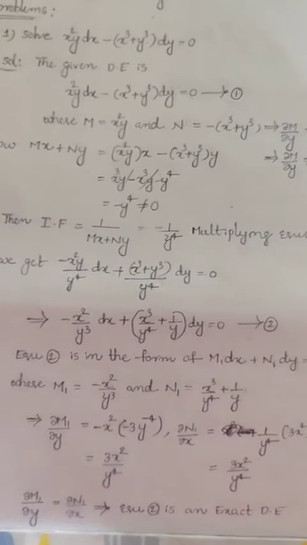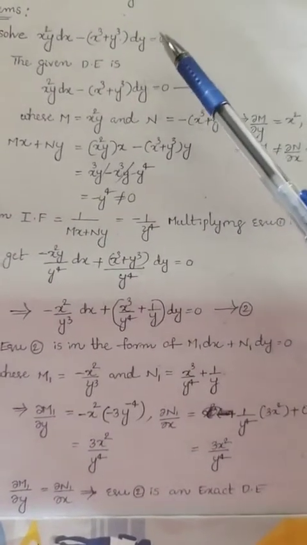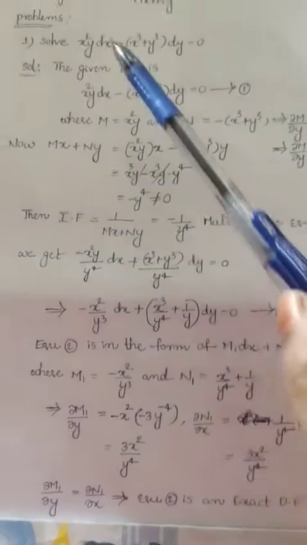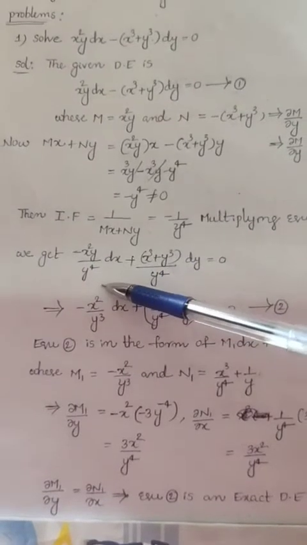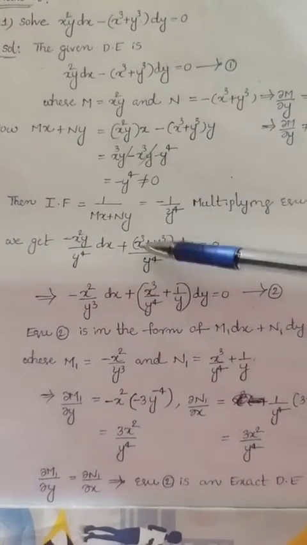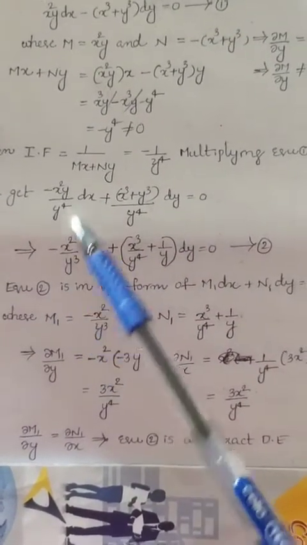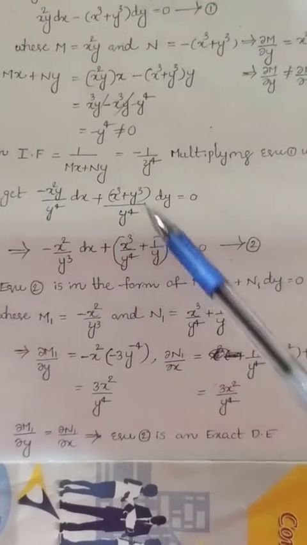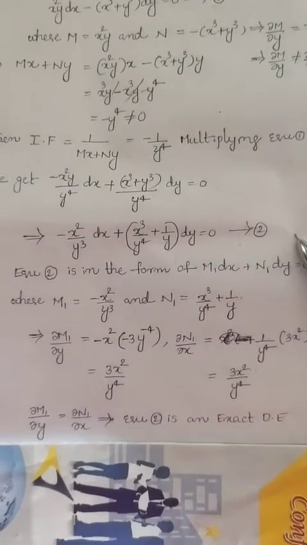So this is the integrating factor. Now we have to multiply equation 1 with this integrating factor. We get x square y by minus y power 4 into dx, minus into minus, plus (x cube plus y cube) by y power 4 into dy equal to 0. That is minus x square by y cube into dx, plus x cube by y power 4 plus, y cube getting cancelled, 1 by y into dy equal to 0. This is equation number 2.